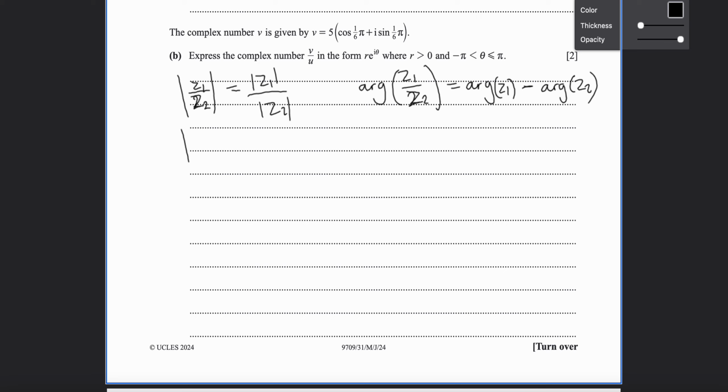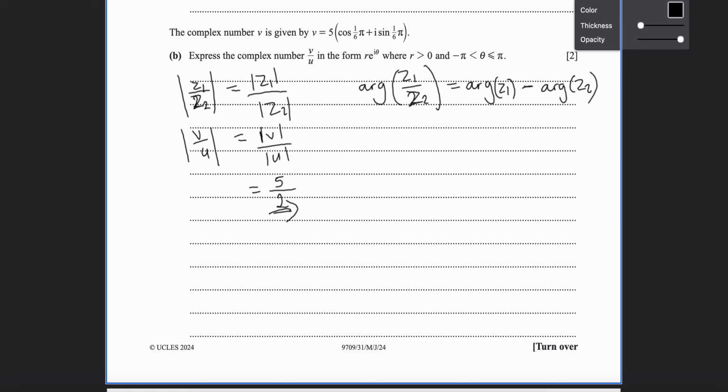So we want the modulus of v over u, that is our r. The modulus of v over u is equal to the modulus of v divided by the modulus of u. The modulus of v is here, this is the r, so this is 5 over, for u from the first part we got that it's 2. So the modulus of v over u is 5 over 2.